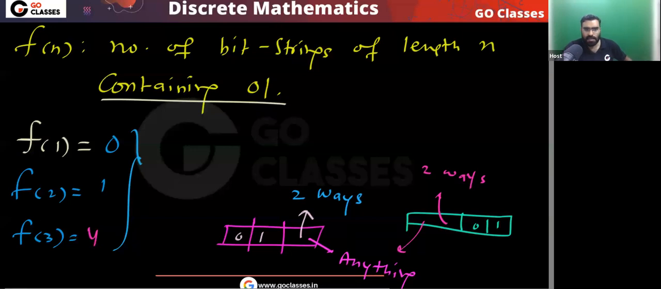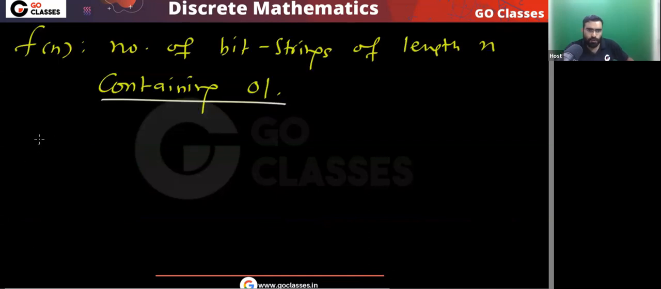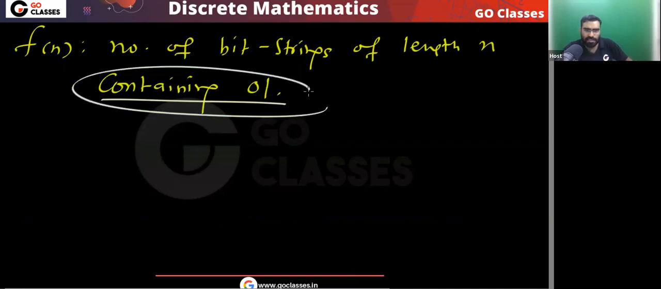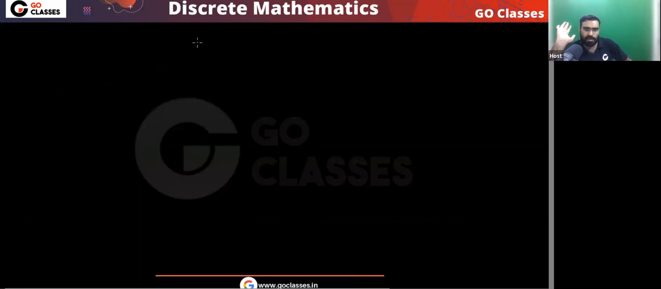Now let's see the recurrence relation. This recurrence relation is also very interesting. I want to find the number of bit strings of length n which contain 0, 1. My complete focus is on the 0, 1. So what are the possibilities? I want to count this Fn. The possibilities are n length bit strings.